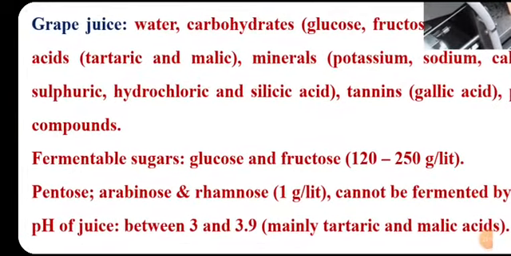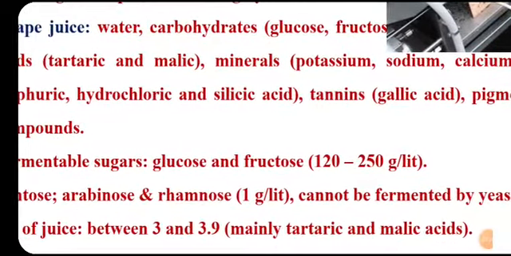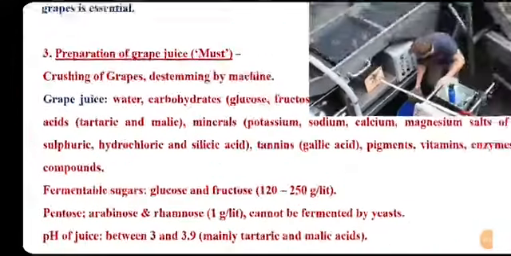The pH of the grape juice is acidic. It has a pH of 3 to 3.9, which means it is less than 4. Mainly the acids are tartaric and malic acid, but the concentration of tartaric acid and malic acid is reduced as the fermentation progresses.